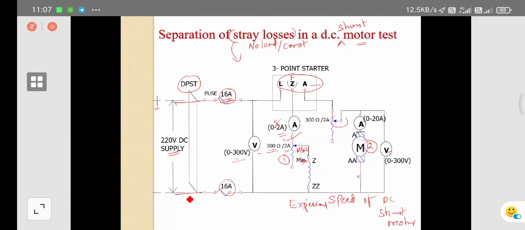So that is what about here? Switch on the DC supply to that motor. With the help of the DPST switch, you can start the 3-point starter, and then the motor will start.